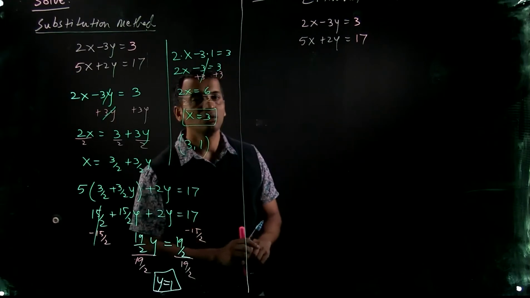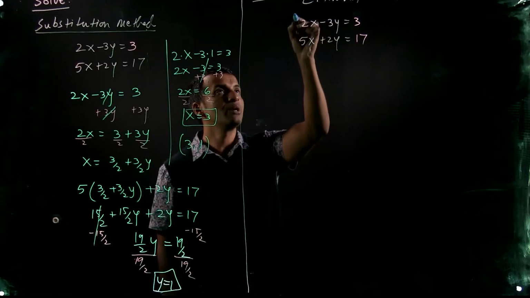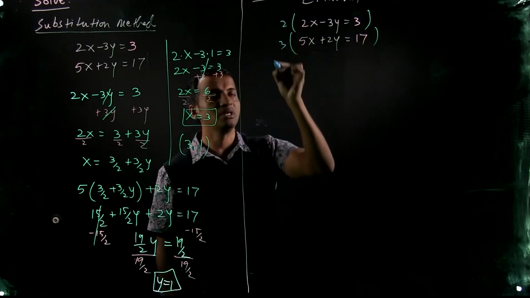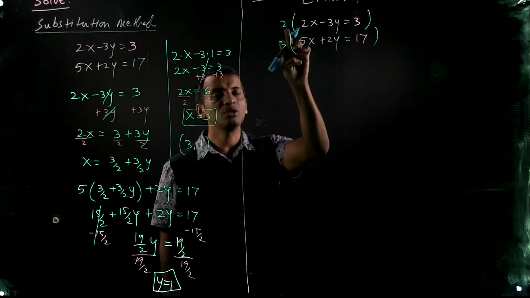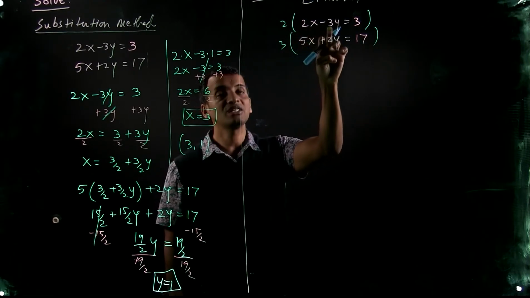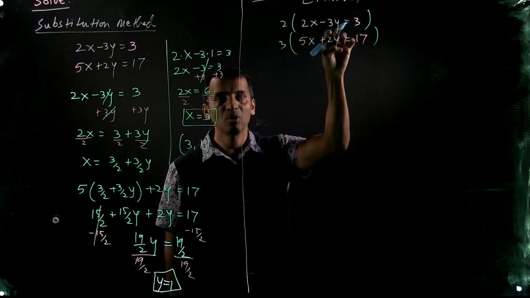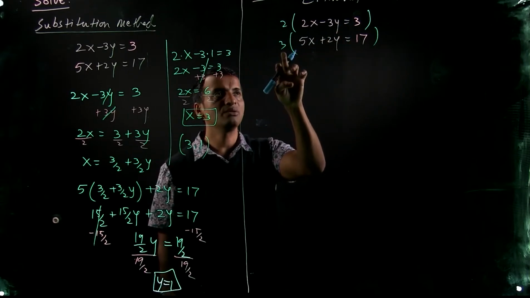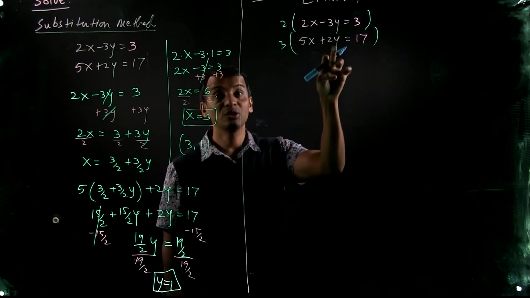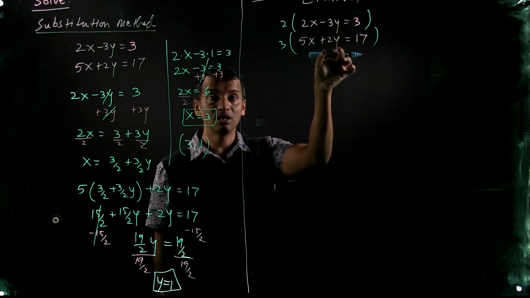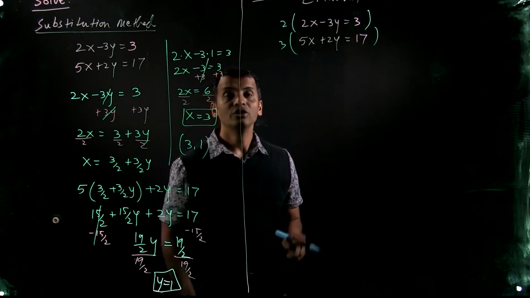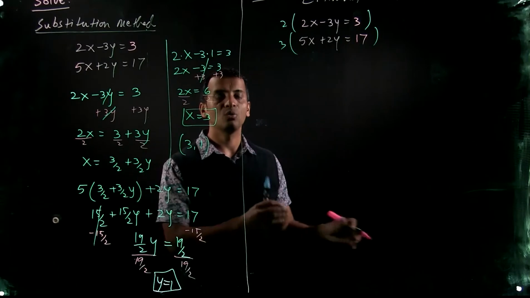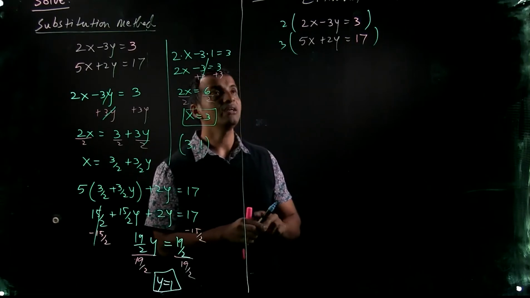Okay, let's try that. I want to multiply the first equation by 2 and the second equation by 3. Why? Because if you distribute that 2, it will be 4x minus 6y. You will get minus 6y on the second term, right? And if you multiply the second equation by 3, you will get 15x plus 6y. See, there was minus 6y, there is plus 6y, so you can cancel those. So you should pick the numbers in such a way that you will cancel either the x terms or the y terms.